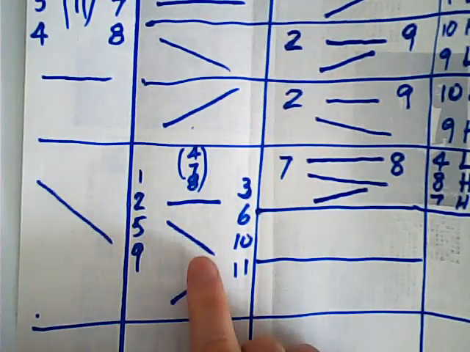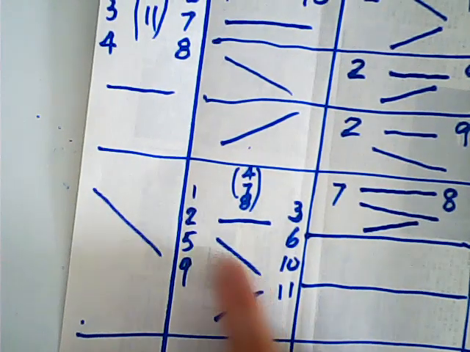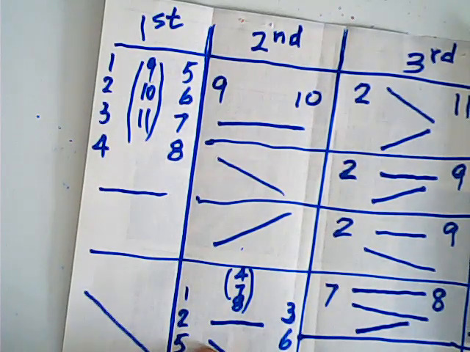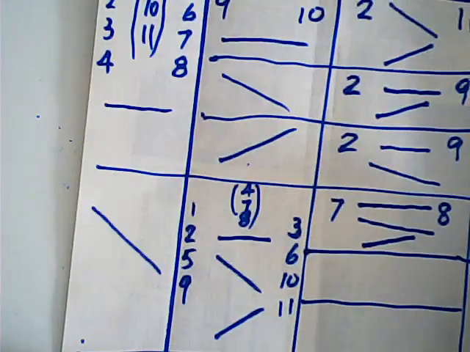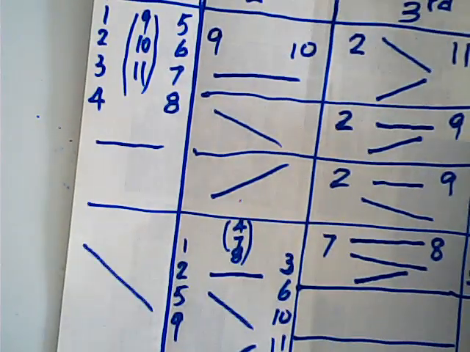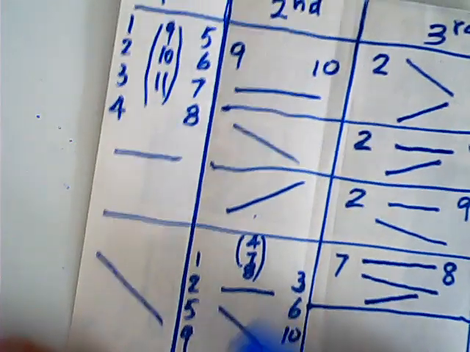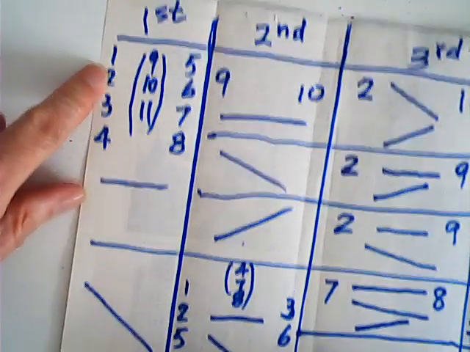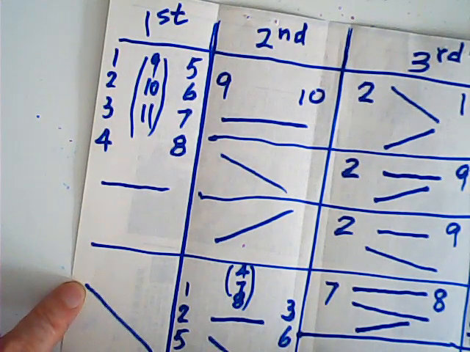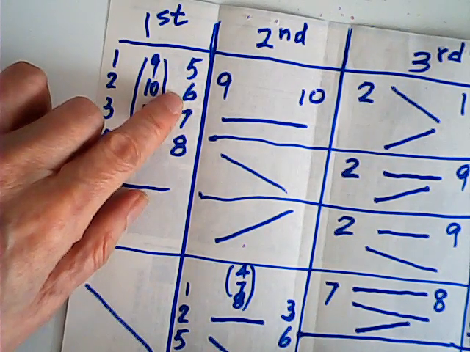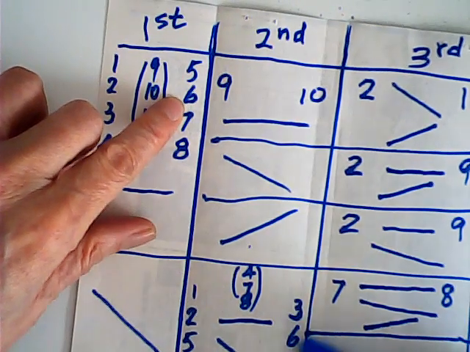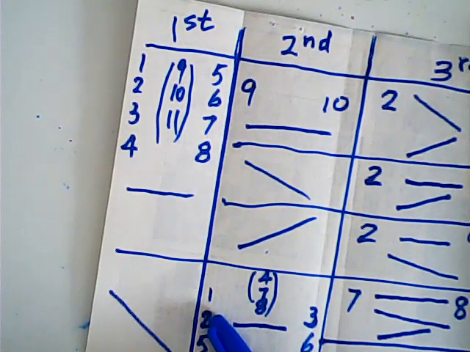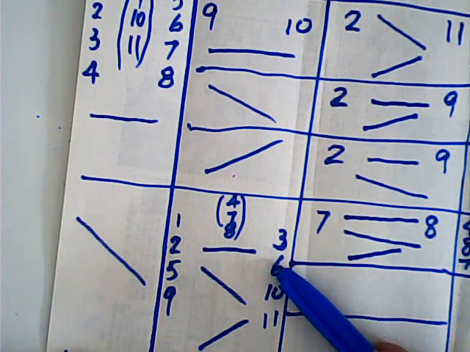All right. Now, what happens if the second balance shows this way? That means 4, 7, 8 are normal. And from the first weighing, I know that 1, 2 could be lighter, right? Or 6 could be heavier. So from this situation, 1 or 2 could be lighter, or 6 is heavier.